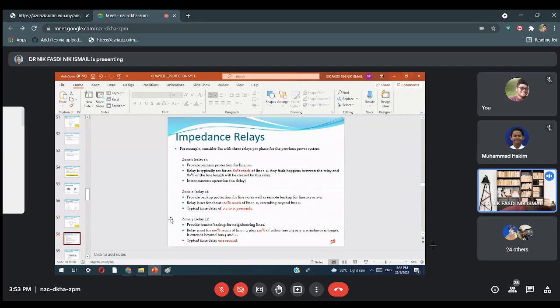Okay, what is zone 3? Zone 3 provides remote backup for neighboring lines. Relay is set to 100% reach of the line. So it means 100% of line 1-2 plus 130% of either line 2-3 or 2-4, whichever is longer. It extends beyond bus 3 and bus 4. Typical delay is 1 second.